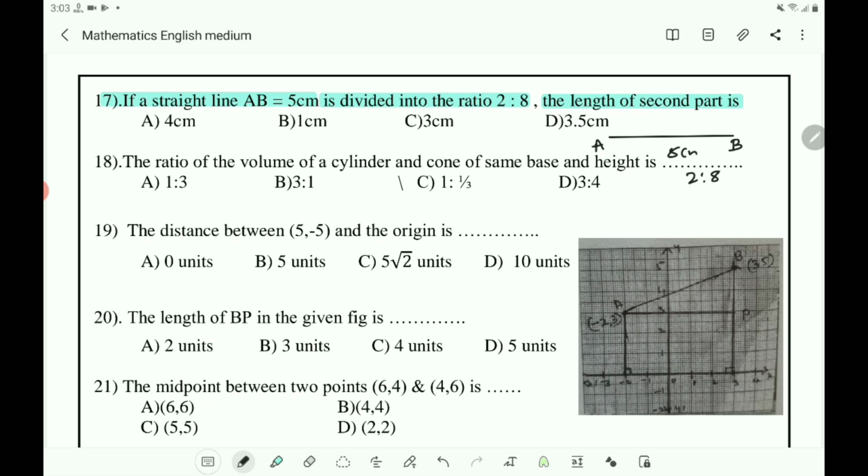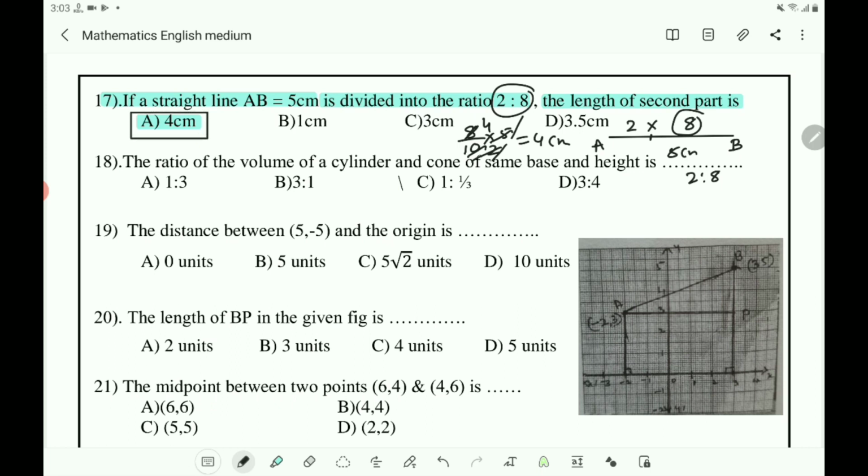So if you take, this is divided in the ratio, consider it is AX. This is divided in the ratio 2 is to 8. So take second part means get BX. That becomes 8 by sum of the ratio, 10, into 5. So it becomes 5 ones are 5, twos are 2, ones are 2, fours are 4, which is equal to 4 centimeter. That is option A is the answer. A is equal to 4 centimeter.